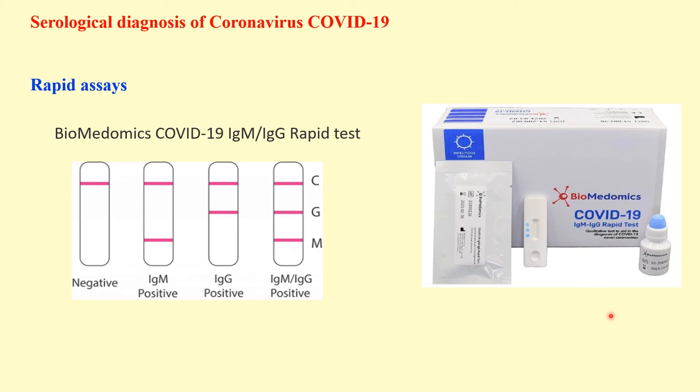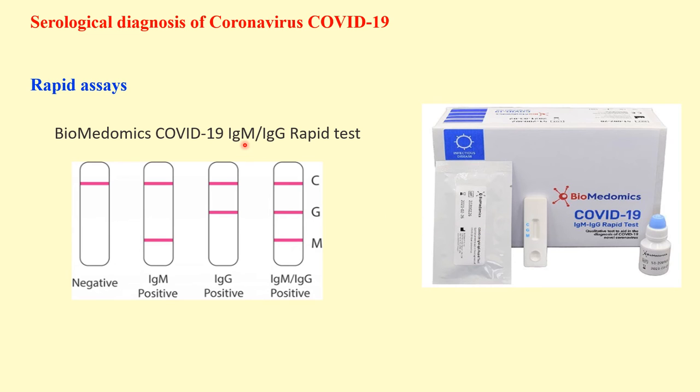What you see here in this slide is a rapid assay produced by a company called Biomedomics, for the detection of COVID-19 IgM and IgG. You can see the content of this kit, which is provided by Biomedomics. This is the cassette, this is the diluent buffer, and this is the pipette that we use, as I mentioned previously, to collect the blood and to place the blood in the buffer.